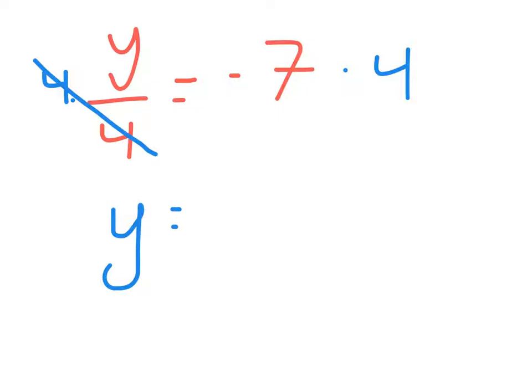On the other side, I have a negative 7 times 4. So remember your rules, a negative times a positive, and that's always going to be a negative. And then 7 times 4 is simply 28. So your answer for number 7 on page 5 is going to be y equals a negative 28.